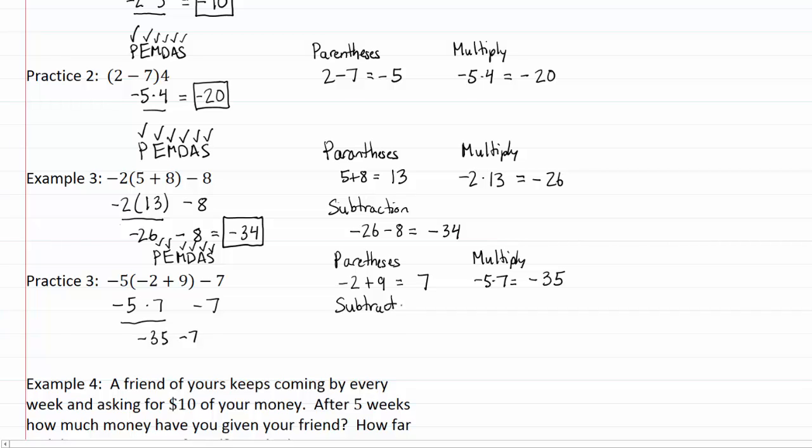So I'm going to subtract -35 minus 7. Now these are both negative, so -35 minus 7 is going to give me a bigger negative number. 35 and 7 combined to get us 42. So I'm going to finish here at -42. And that's where my expression simplifies to, -42.